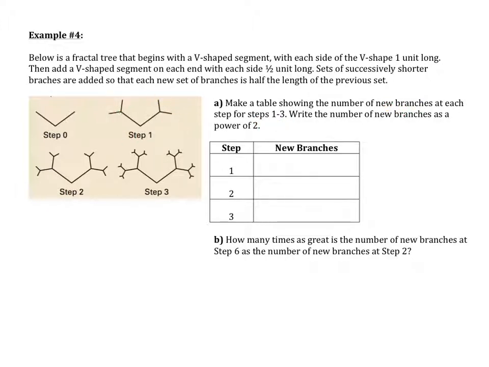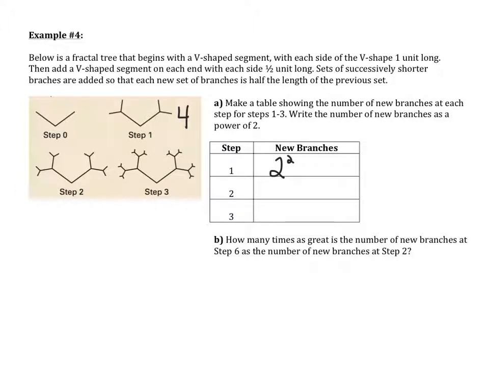So we're looking at step 1 first. We started off with this V shape, so we're not going to count these as the new branches. The new branches were these on top, and there were 4 of them. So remember, we're supposed to write these as powers of 2. So that means our base number is 2. So how can we write 4 as a power of 2? Well, just think about it. 2 raised to the second power is 4.